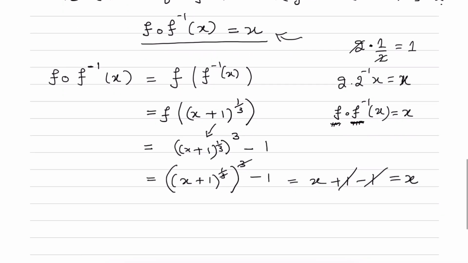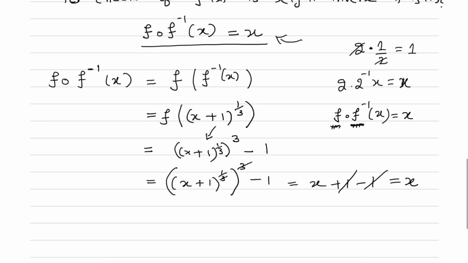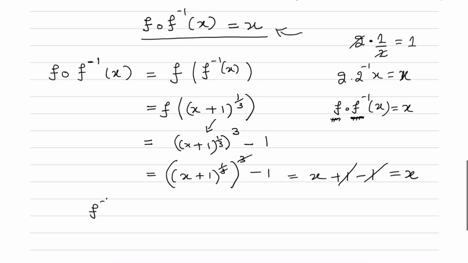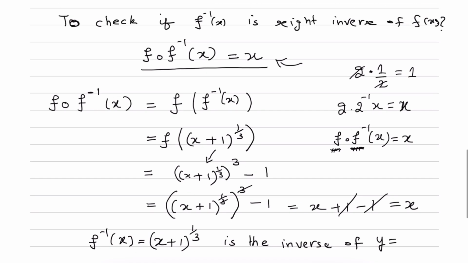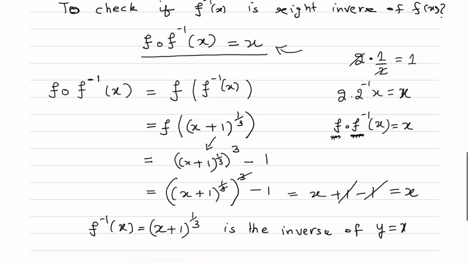So we'll say that f inverse x that we have found, which was x plus 1 to power 1 over 3, is the right inverse of the function y equal to x cube minus 1. So this is how we find the inverse of a function. So the inverse of a function will exist only if the function is 1, 1.